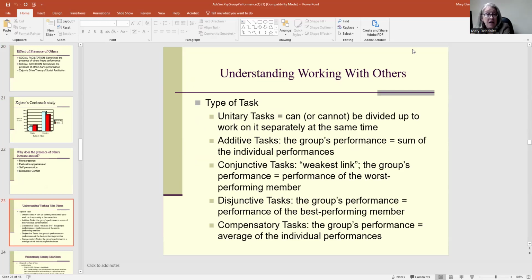You have to coordinate with them. Oftentimes there's someone who's given the role of leadership, or a leader emerges. What is the network? How are we going to talk with one another? What are the policies and procedures that we're going to use? There are so many different factors that affect how the group works together, in addition to the fact that you're working in the presence of other people.